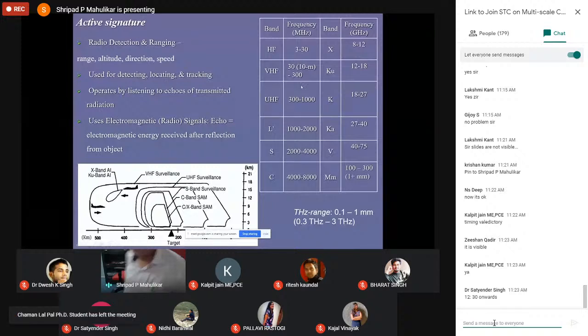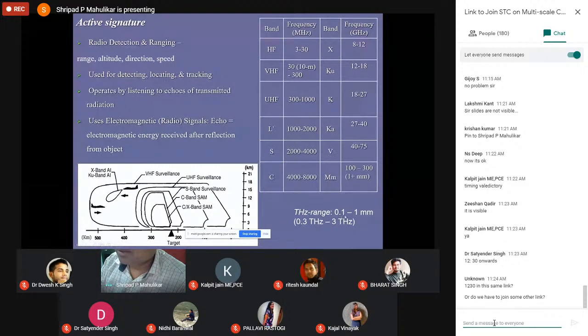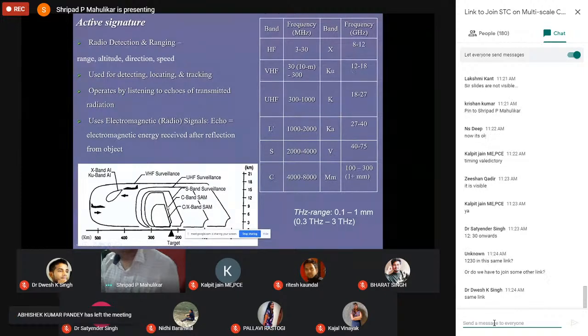So yes, this is the table which will give the various frequency bands, starting from the lowest frequency to the highest frequency. And what is shown here is just extra information that even the terahertz range is now seriously being considered, because designing a radar absorbent material for the terahertz range is very difficult. A terahertz range is somewhere between 0.1 to 1 mm, and it covers the range 0.3 terahertz to 3 terahertz. So 3 terahertz should be, I think, 300 gigahertz.